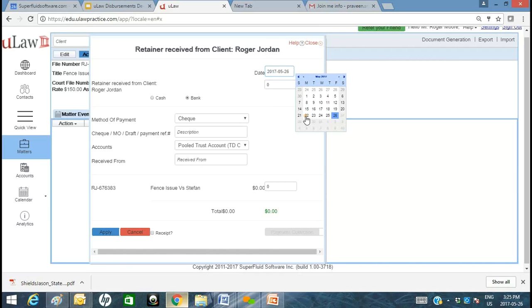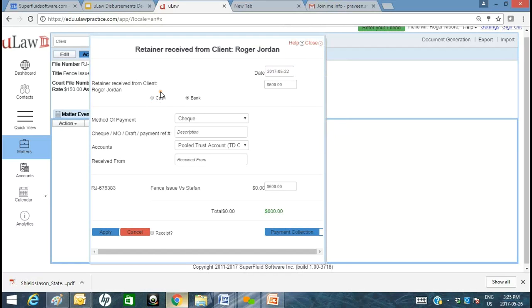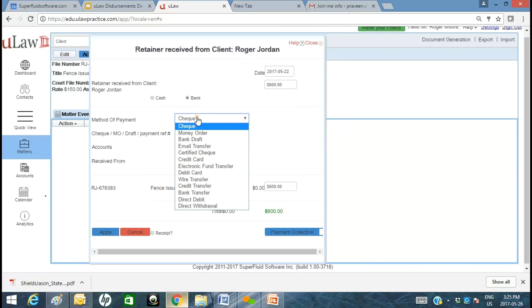Let me say that on the 22nd, I received $600, and you could have received it by different methods. So we talk about how you received it. Got the date, the amount. There are multiple options. You could have received it in cash. Then there are certain trust rules that govern that you need to deposit that cash trust amount into your trust account within 24 hours. Or you could have just got a check. Here are your different options.